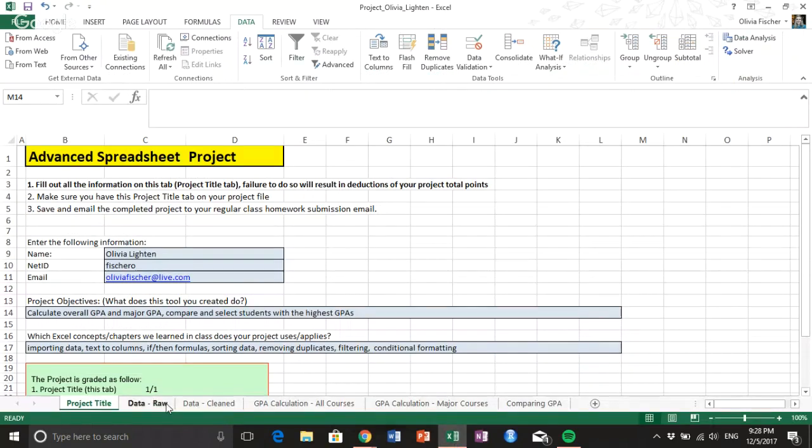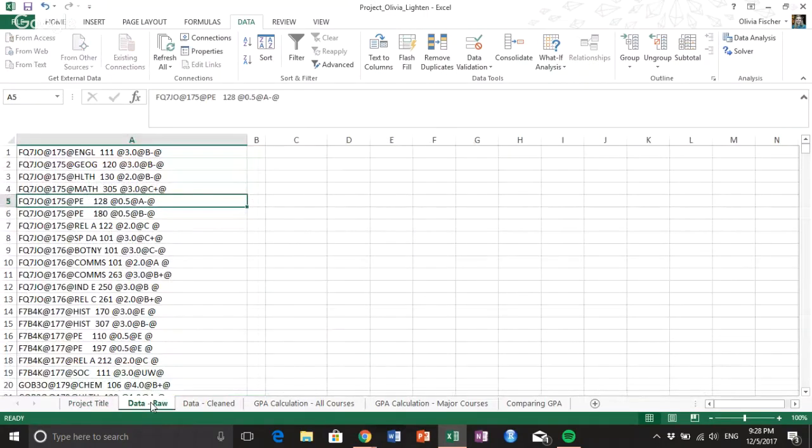I am a statistics major, and I took a stats class where I had to use this data to calculate GPA using SAS and SQL, and I wanted to see if I could do a similar project using Excel. So we have this data.